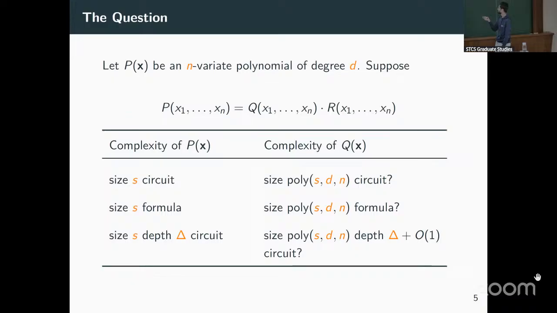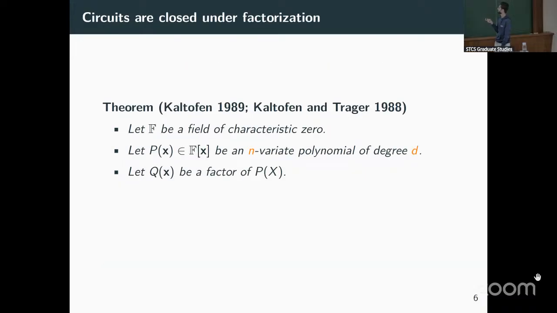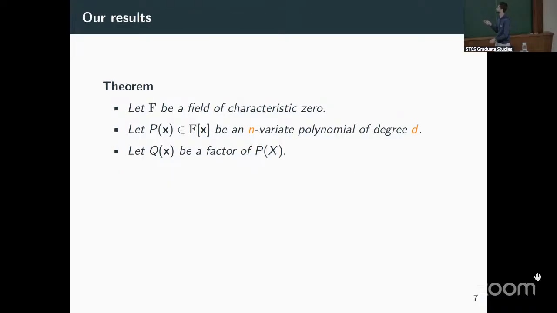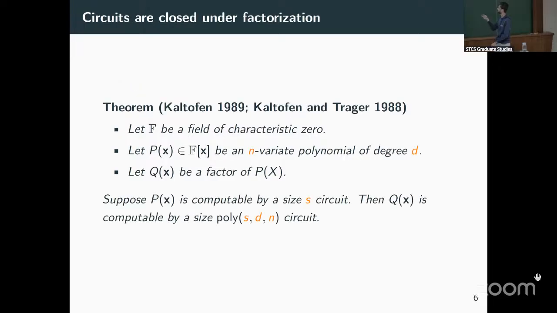It turns out that the first statement here was known to be true for a long time. This result is from Kaltofen and Trager. Suppose we have a polynomial P and Q is a factor of P. Then if P has a small circuit, then Q has a small circuit. And in this work, what we show is that this theorem of Kaltofen and Trager is true in the more restricted settings also.